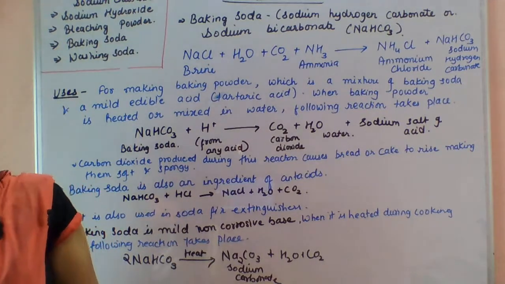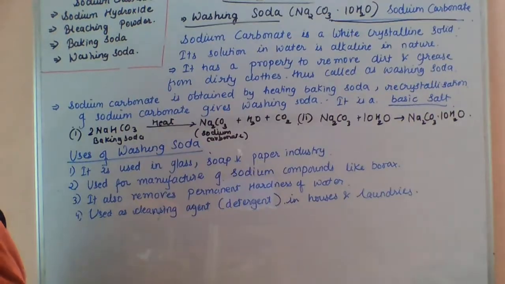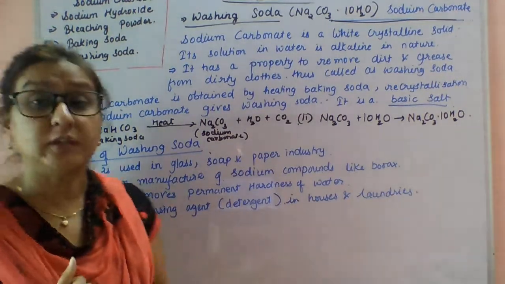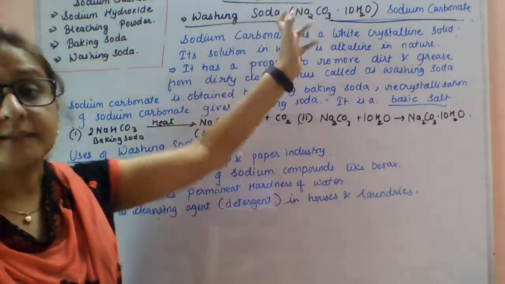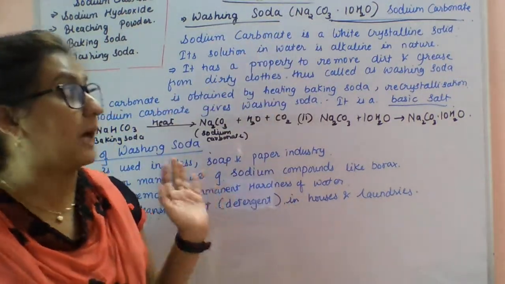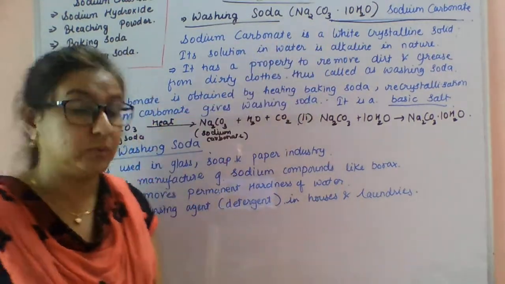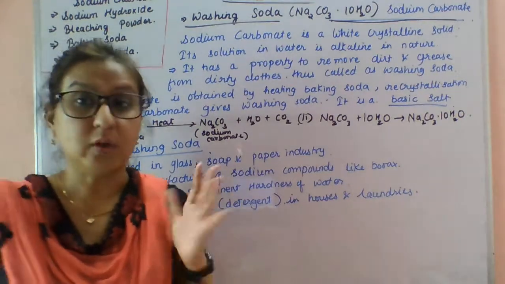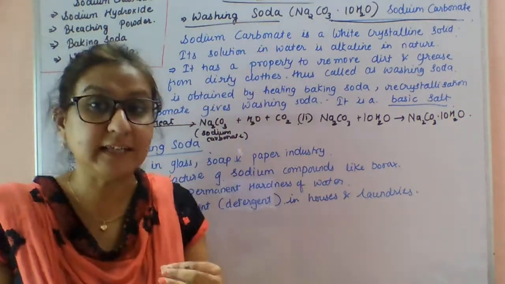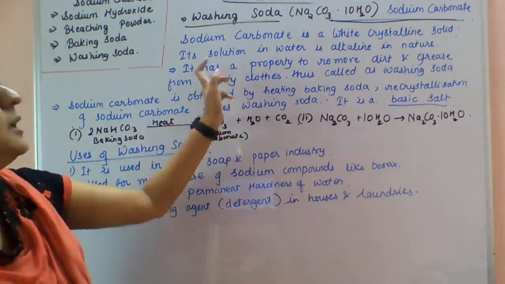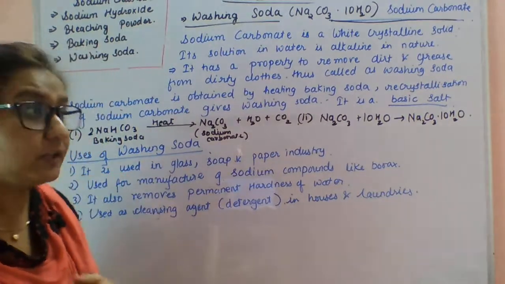Next, we will study washing soda. Washing soda is chemically known as sodium carbonate, and the formula is Na2CO3·10H2O, meaning 10 molecules of water. Sodium carbonate looks like a white crystalline solid. Its solution in water is alkaline, or basic, in nature.